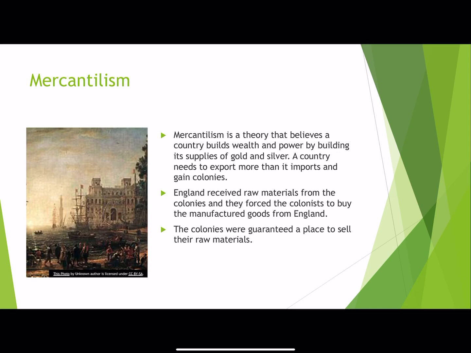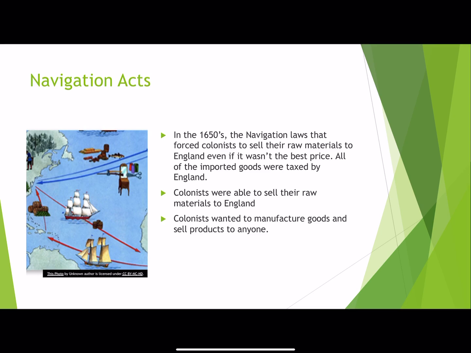So the colonists were forced to only barter, trade, or sell their goods with England, and they could only buy from England. This guaranteed them a place to sell their raw materials, but it also forced their hand in buying only materials from England. At first that was fine as they were developing into larger colonies. But over time, that's really not what the Americans wanted. So next we have the Navigation Acts.